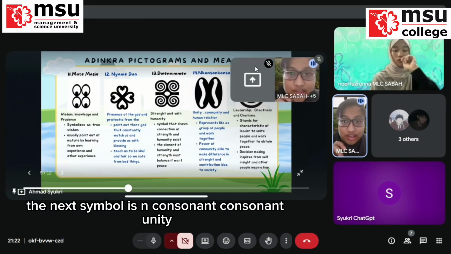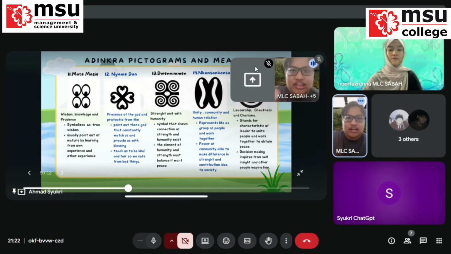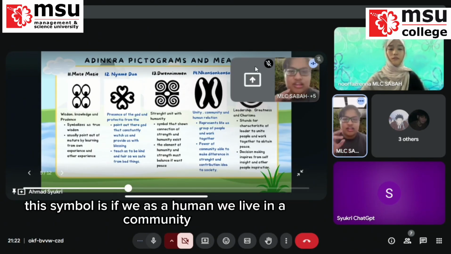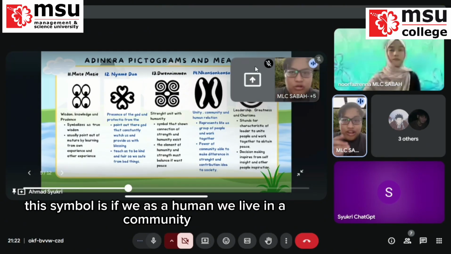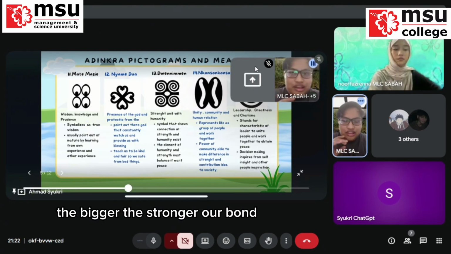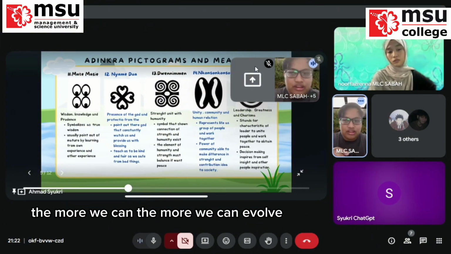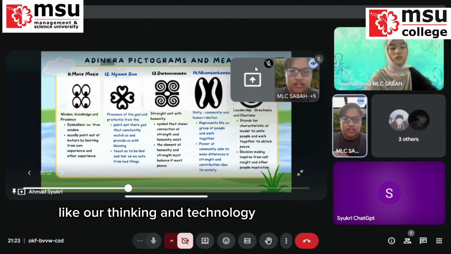The next symbol is about concern, unity, community, and human relation. This symbol teaches us that as humans, we live in a community and we are connected with each other. The bigger and stronger our bond, the more united we are, the more we can pursue and evolve, like our thinking and technology.